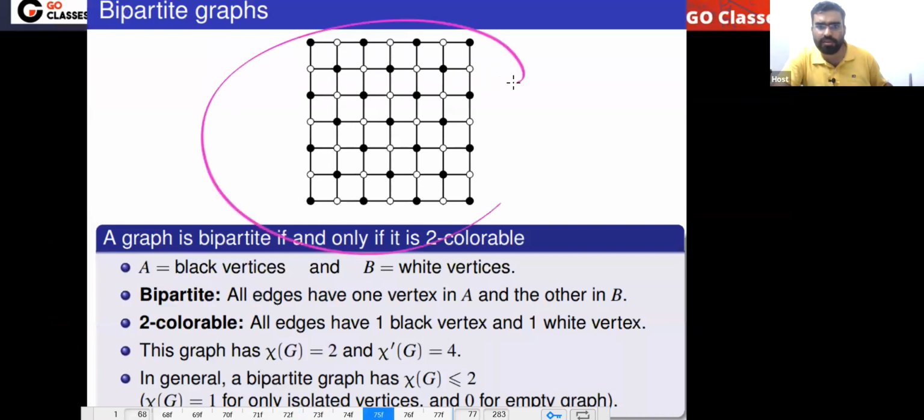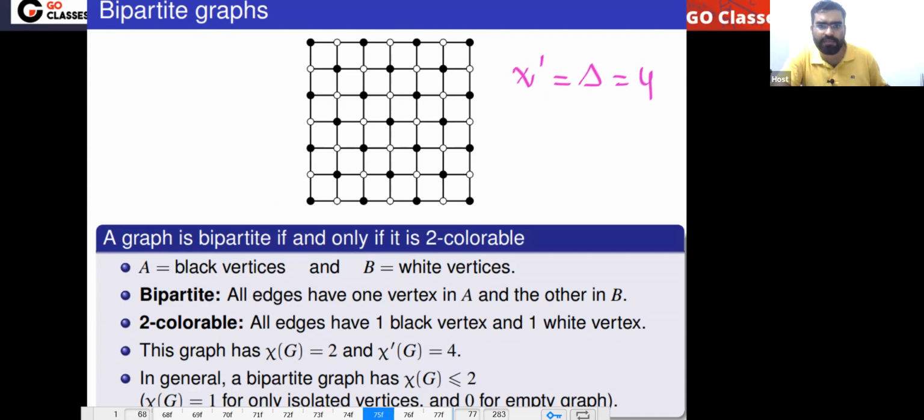So anyway, you can notice this is a bipartite graph, and bipartite graph is class 1. So for this graph, tell me what is the chromatic index? Chromatic index will be, this is class 1, so delta, and that will be 4. You don't even have to check it. The maximum degree is 4.